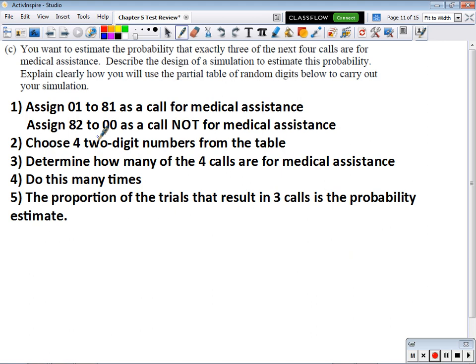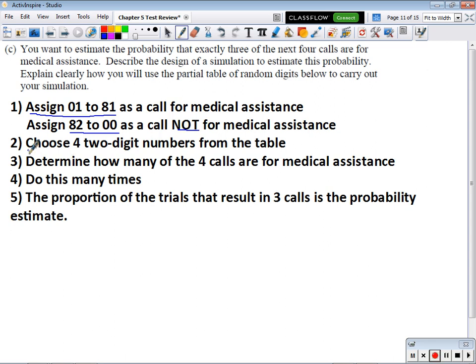For part C, it says you want to estimate the probability that exactly 3 of the next 4 calls are for medical assistance. Describe the design of a simulation to estimate this probability. Explain clearly how you will use the partial table of random digits below to carry out your simulation. So if the probability that a call will be for medical assistance is 0.81, what we're going to do first is assign numbers. So we'll assign 01 to 81 as a call for medical assistance, and then the rest of the numbers, 82 to 00, with 00 being 100, would be a call that's not for medical assistance.